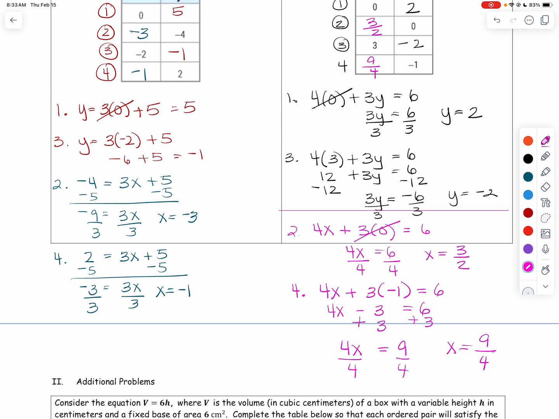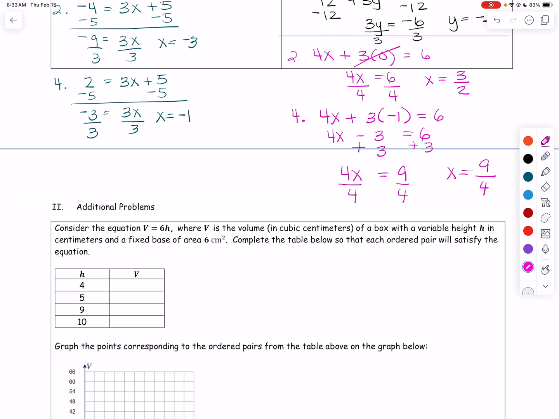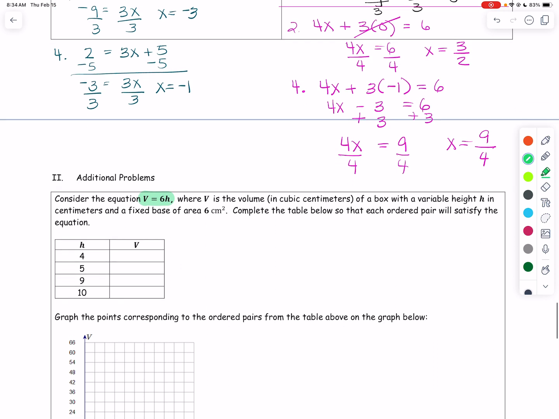okay? The last thing that we're going to do is do kind of an introduction to an application problem where they give you the volume of a box where the height is going to be changing, okay? And so we're going to basically just substitute these in. The h value is given to us so that we can find the volume, okay? So for the first one, we want to find the volume when the height is 4, and so that would be the volume is 24.